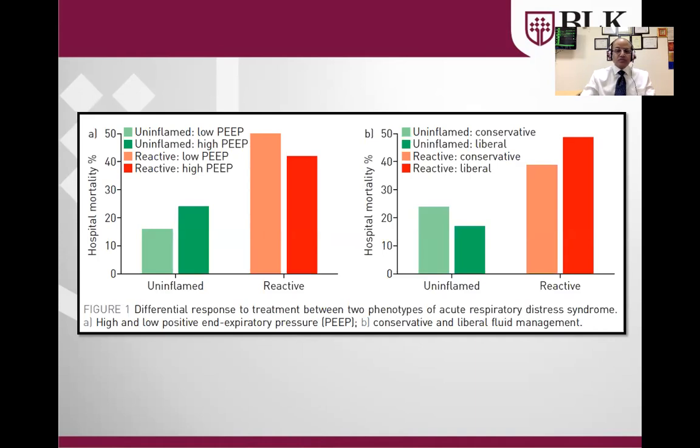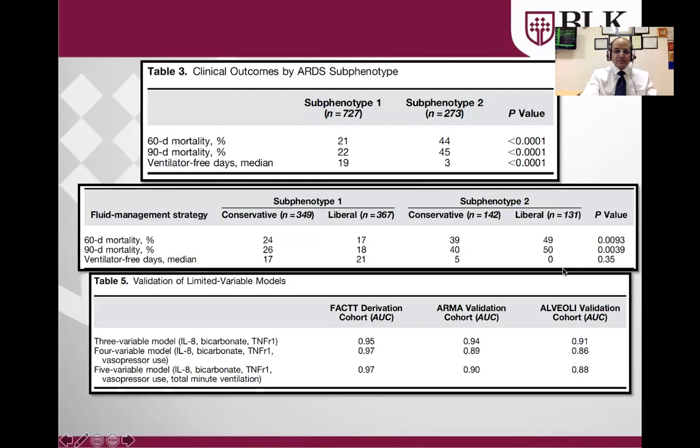So this was also the response to treatment, high PEEP versus low PEEP, conservative versus liberal fluid management. Here you can see this is the uninflamed group, this is the reactive group. In the reactive group with low PEEP, the mortality is higher. With high PEEP, the mortality is less. And when you look at the hospital mortality, again, in terms of the fluid use, liberal versus conservative, you find conservative mortality is less compared to liberal in the reactive group. So similarly, they showed a difference in the mortality.